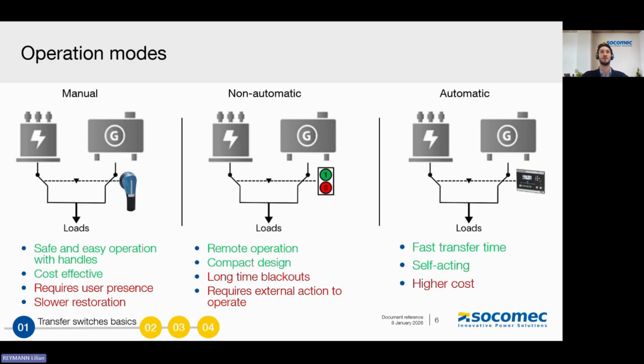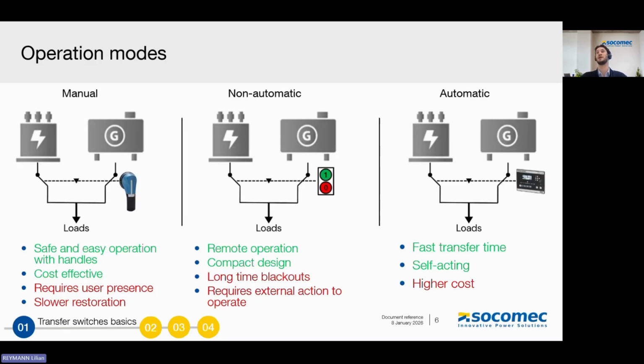The second operation mode is the non-automatic one, also called remotely operated, because it can be operated remotely with push buttons or other external devices. It usually has a compact design, a little less compact than the manual one, because there is an external device, like a motor, to operate it. It does have longer blackout times than automatic transfer switches, but less than manual transfer switches.